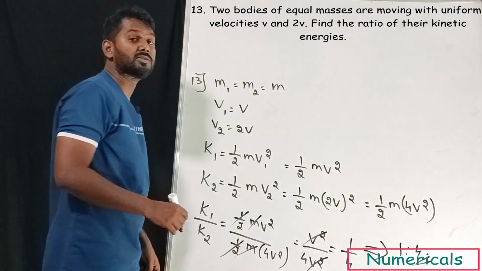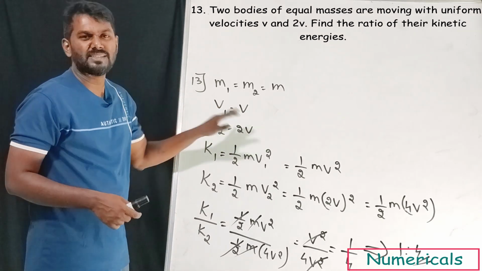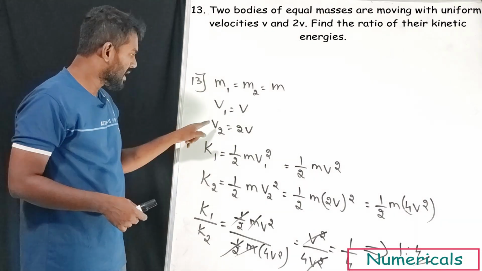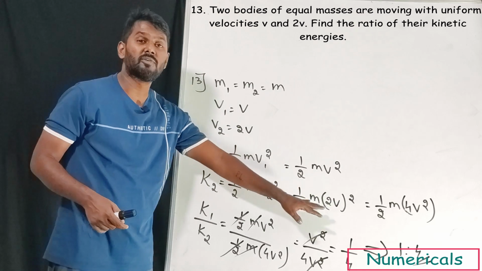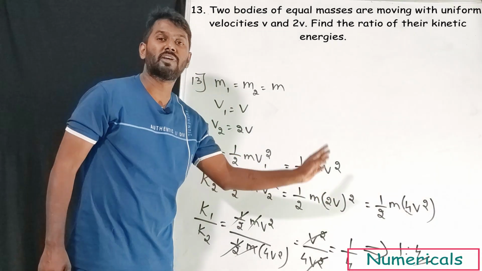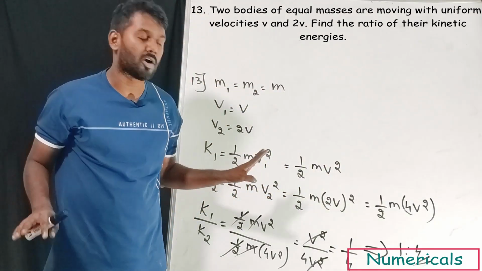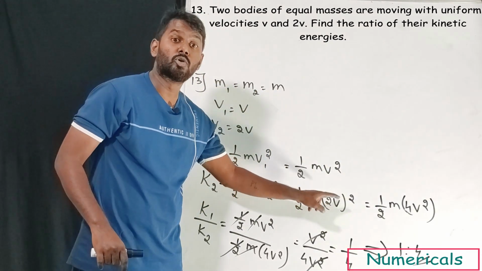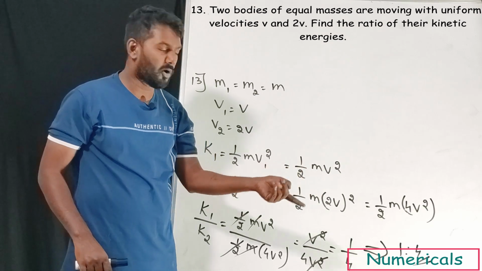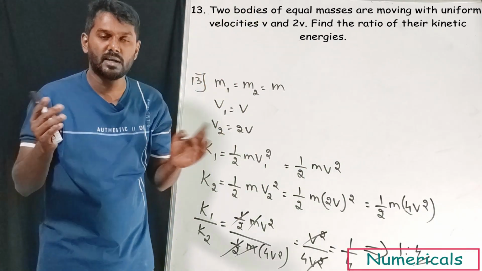This is the ratio we are looking for. Listen, very simple. You just have to understand the concept, what the given things are, substitute the values, and simplify. This simplification is very important. If you write 2v square, finally you will get the answer as 1:2. That is completely wrong. You should take it as 2v whole square. You got my point? 2v square is different, 2v whole square is different.